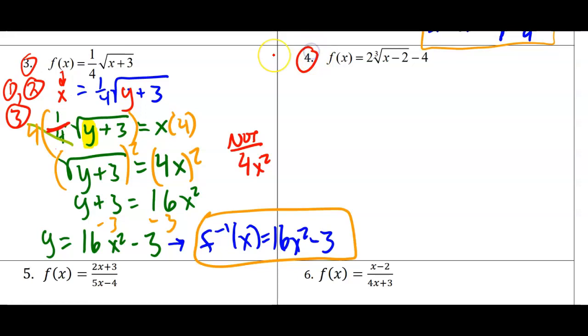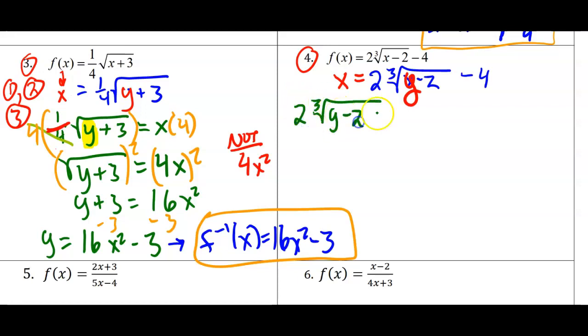All right, let's move on to number 4. Again, combining step 1 and 2, I'm going to get x equals 2 cube root of x minus 2. Sorry, I made a mistake. That should be y. So x equals 2 cube root of y minus 2 minus 4. Switching the order, 2 cube root of y minus 2 minus 4 equals x.